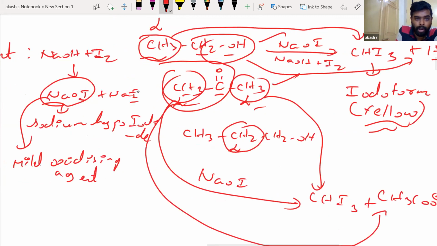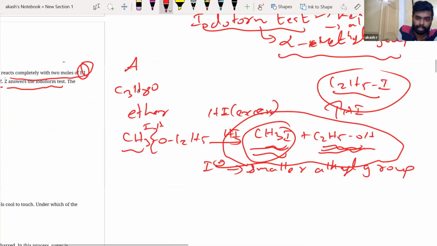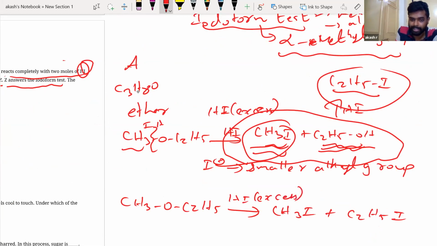When Y is boiled with aqueous alkali, okay, now you understand the product. If I write the reaction properly, basically I would have had CH3I plus C2H5I if I put HI in excess, is it not? That is what we saw. Okay, now what am I doing? Say anything is X or Y. This is X and Y, whatever it is.